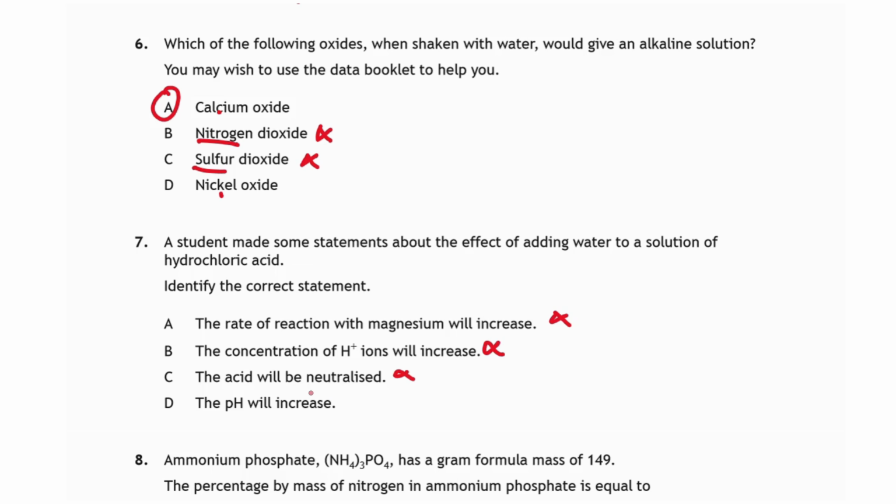But the pH will increase, because the more water you add, the less acidic it is. And when it is less acidic, the pH goes away from 1 and towards 14. And when it goes towards 14, it becomes less acidic, because 1 is the most acidic and 14 is the least acidic. Okay, so our option is this one, because the pH will increase.